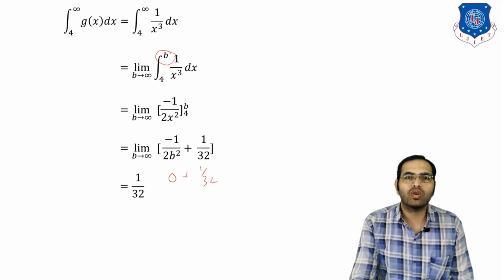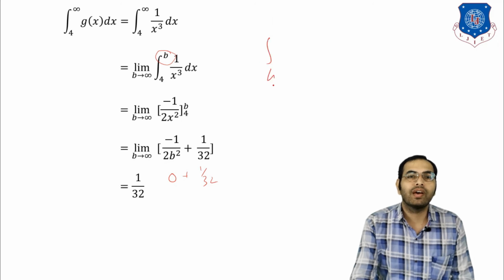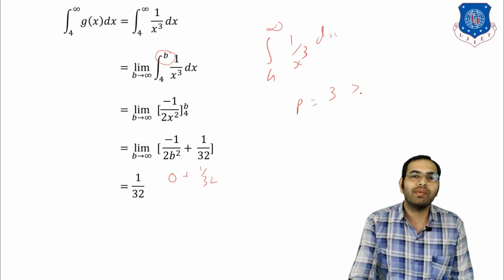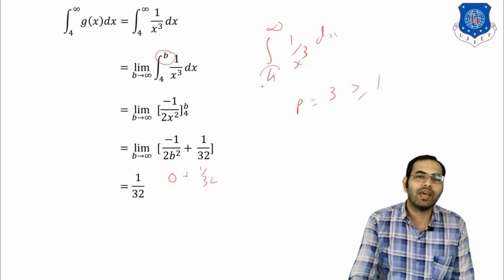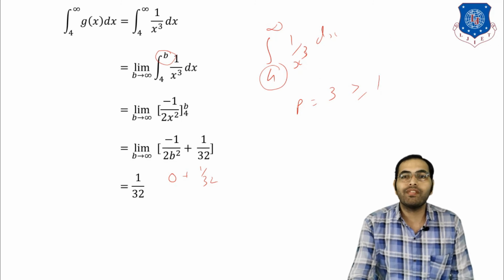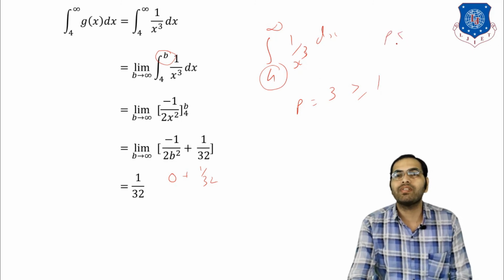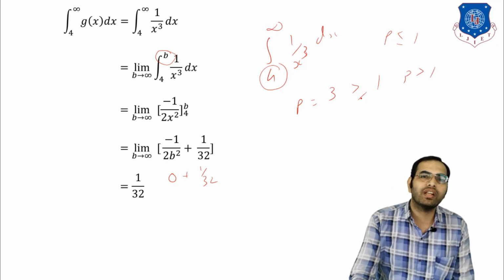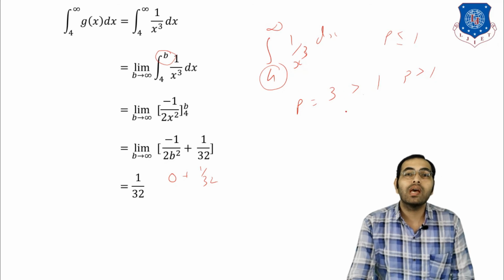Here we can also apply the p integral test, the integral from 4 to infinity of 1 upon x raised to 3 dx. Here the value of p is 3, which is greater than 1. The lower limit can have any value, but the condition will be the same. If p is less than or equal to 1, then it is divergent, and if p is greater than 1, then it is convergent. Here p is greater than 1, so it is convergent according to the p integral test. The integral may be from 1 to infinity, 2 to infinity, or 4 to infinity, but the condition will be the same.